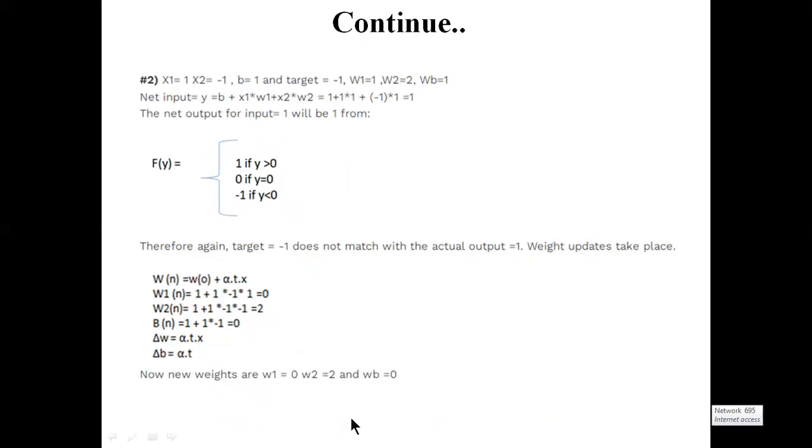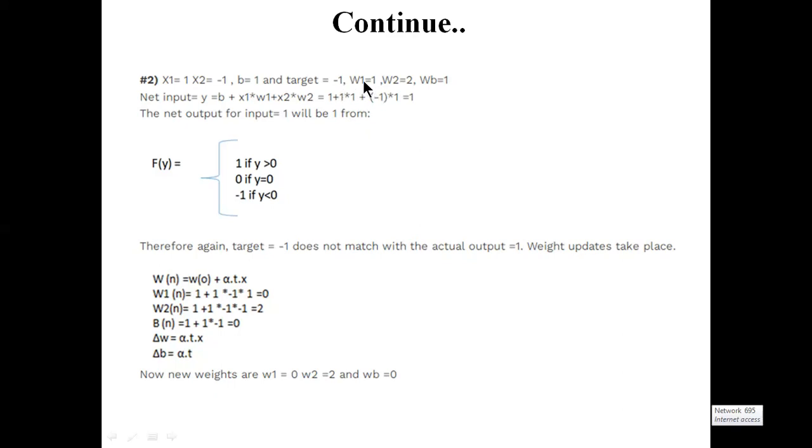Okay. So coming to the next step, step 2. Now we consider the second input combination where x1 equals 1, x2 equals minus 1, and b equals 1. If this condition is given, obviously the target will be minus 1, because this is the AND function. Apart from the 1 1 1 condition, all values will be 0. Here 0 represents minus 1.